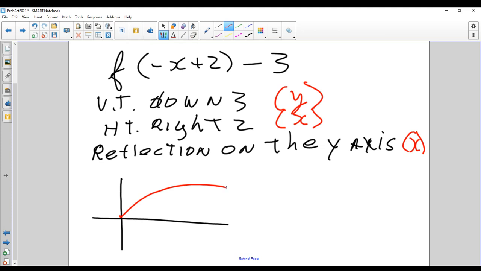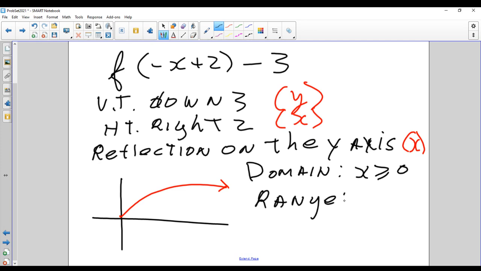Here's my arrow, by the way. No arrow on the other side. There's no arrow on this side, only on this side. So the domain, normally, before we do any transformations, would be x is greater than or equal to 0. The range is y is greater than or equal to 0. Okay?